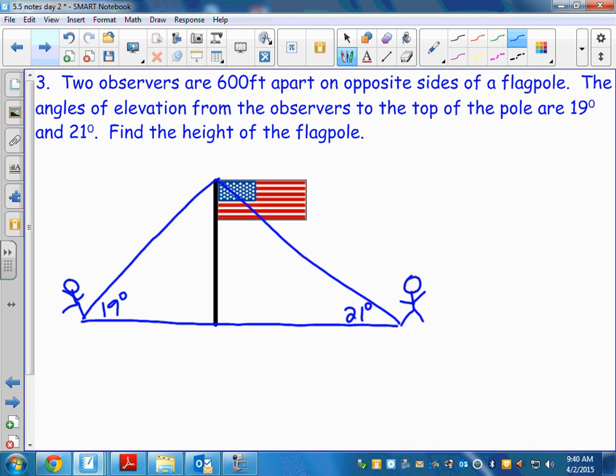The observers are 600 feet apart, so it's not that each one of these is 600, it's that the entire length here is 600 feet. I want to know the height of the flagpole. Can I find the height of the flagpole right away? No. We don't have enough information.